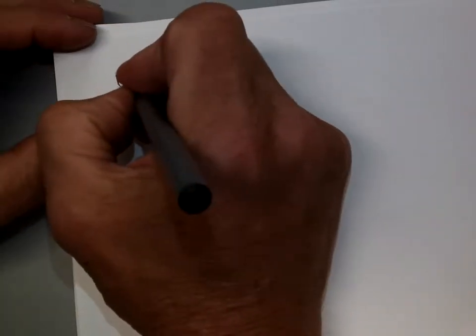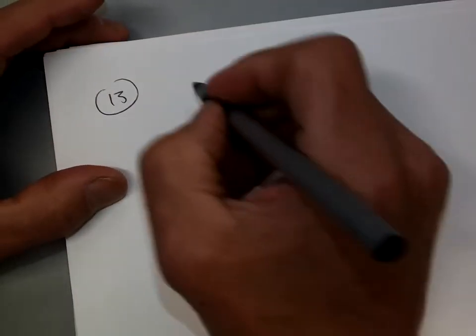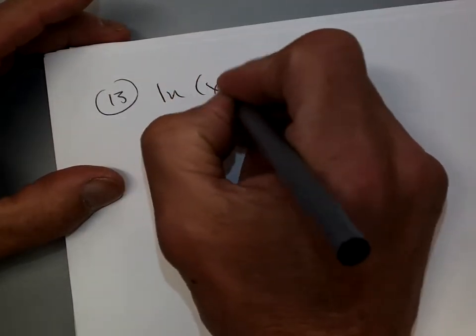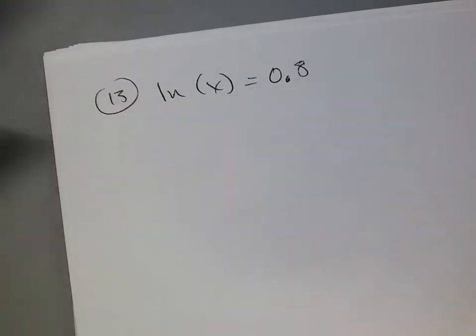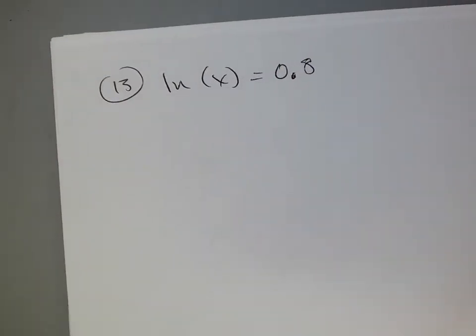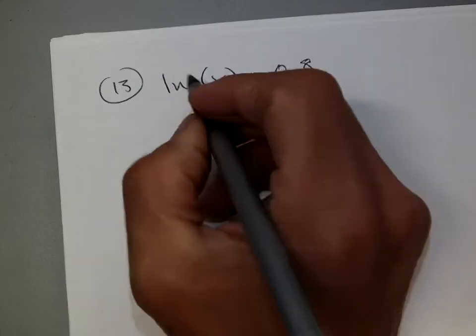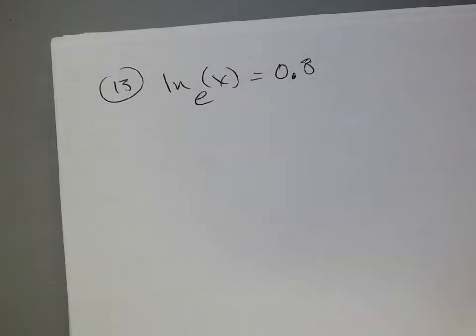Okay, number 13. I've got ln of x equals 0.8. Okay, what do you think? There's an invisible number, e. And what can we do with that e? What are we going to do?